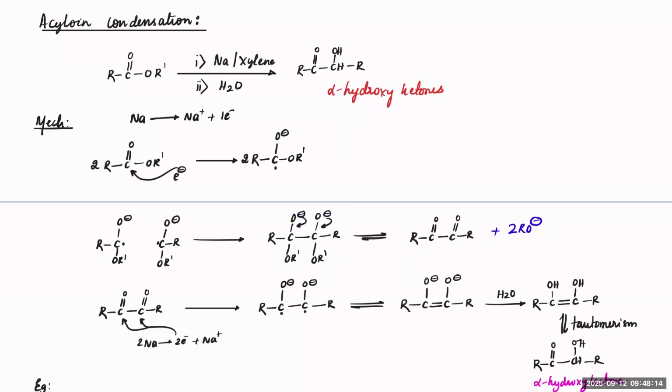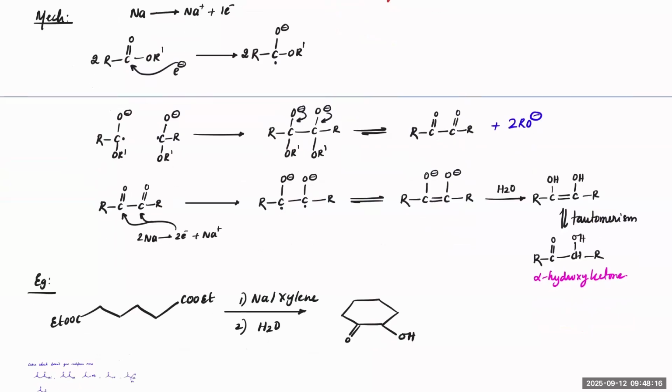And thereafter, again, sodium can help getting 2 electrons here, 2 dots, and that will end up getting a double bond. And now on hydrolysis, you'll get an enol form. Can you see it is an enol? So that enol will tautomerize and convert into keto form. So what are we ending up with? Alpha hydroxy ketone, and alpha hydroxy ketone is called acyloin.